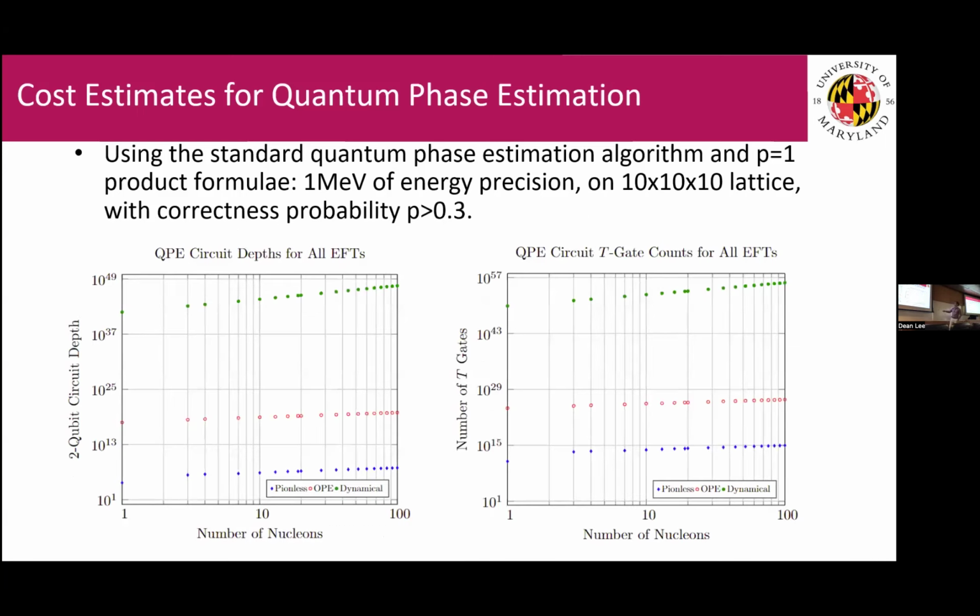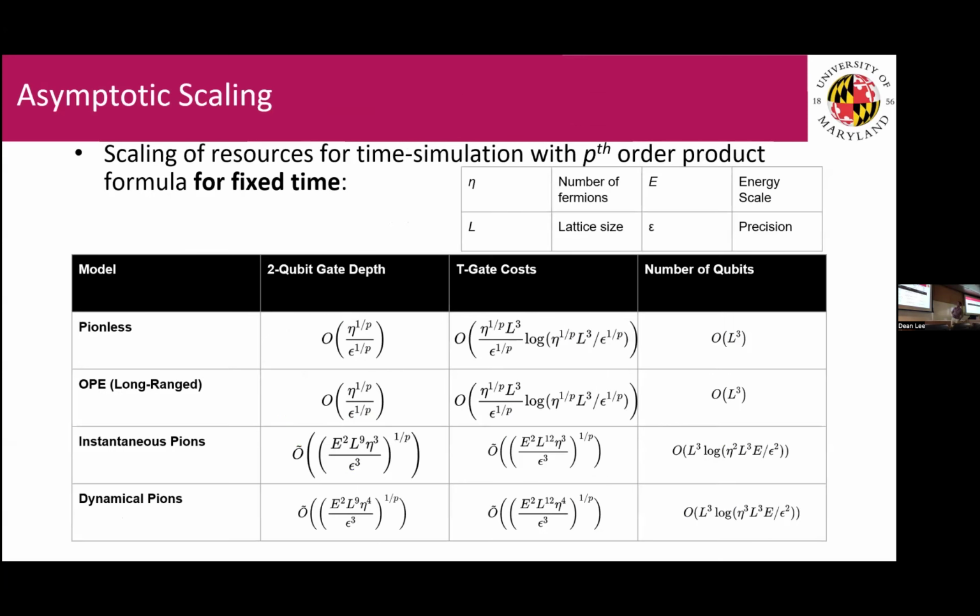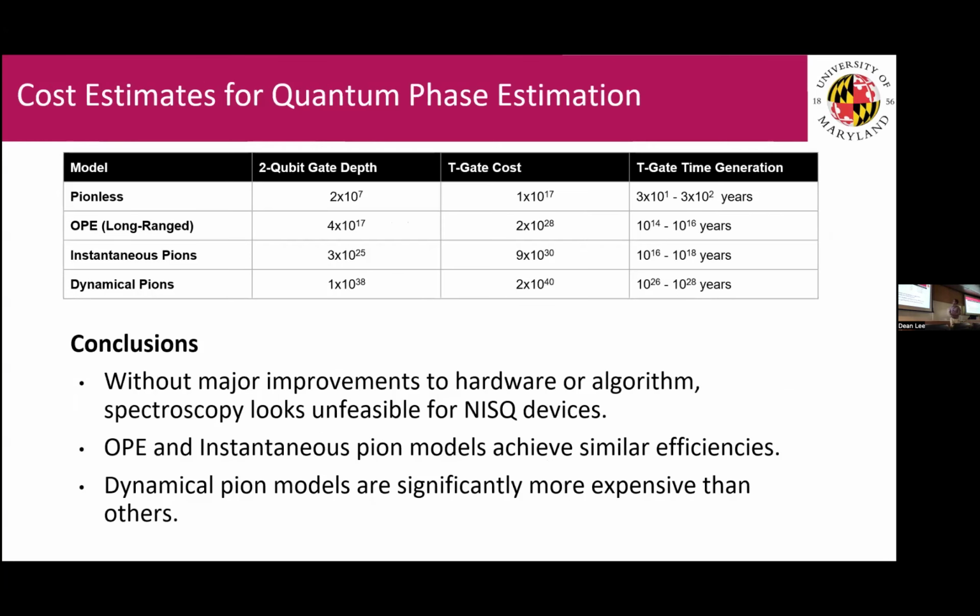And this is basically a graph showing the same thing. The dynamical-pion starts way up here. The pionless starts way down here. And you can look at the asymptotic scaling, and I probably don't want to go into this too much. You can also characterize the error and the resource cost in terms of the actual asymptotic scaling, in terms of the number of fermions that you're interested in, the energy scales, the lattice size, precision, etc.